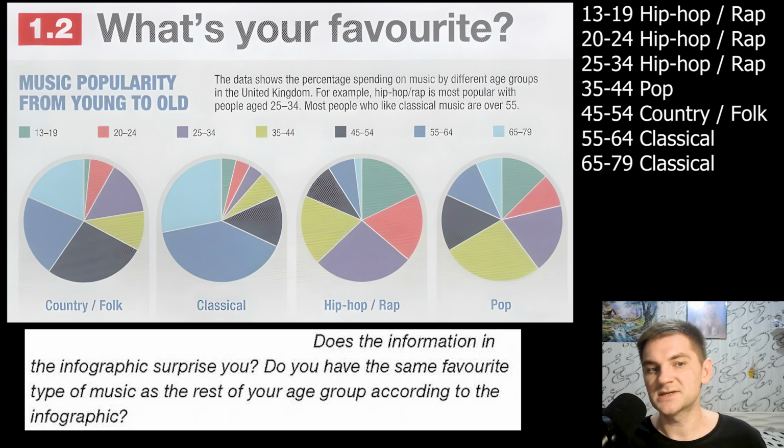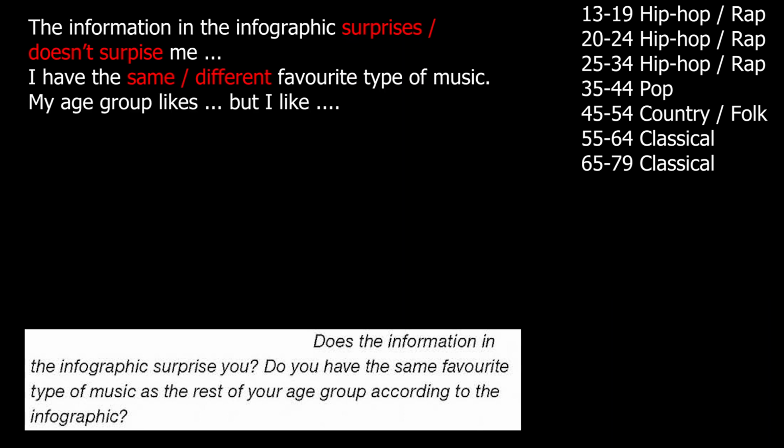Does the information in the infographic surprise you? Do you have the same favorite type of music as the rest of your age group according to the infographic? Actually, what about me? This information doesn't surprise me. My age group from 25 to 34 likes hip-hop and rap music. I also like hip-hop music, so it's okay for me. What about you? Can you answer these questions about yourself?